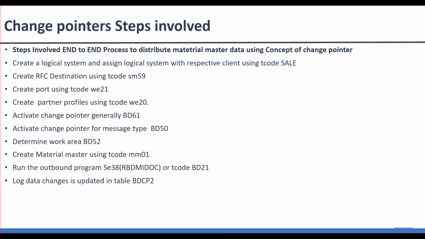Previously we learned that if you want to distribute data from sender to receiver, we use the T code BD10. But here the outbound program we use is BD21. Then the log data is updated in the table BDCP2. These are the steps involved in change pointers. This is the end-to-end scenario. We will see the details one by one.